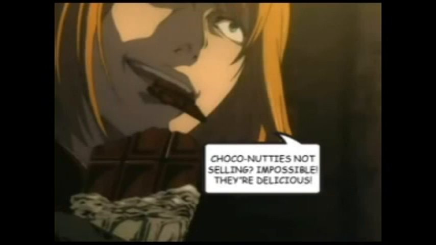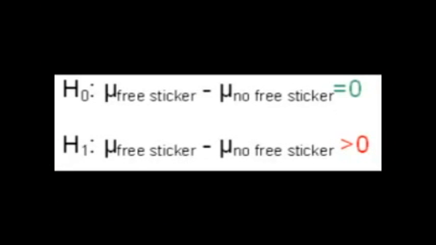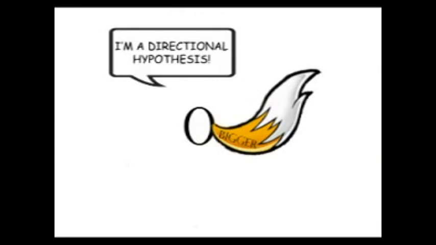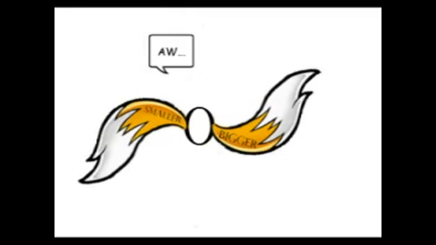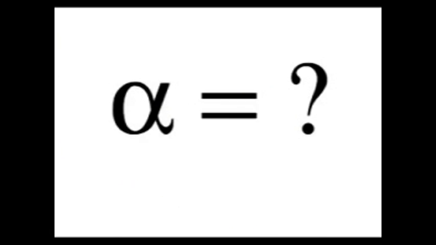If Helen was sure that the sales would not go down and was only interested in whether they went up or not, the hypotheses would look like this. This is called a one-tailed test or a directional hypothesis. We'll stick to the two-tailed test for now. The second step is to decide on the level of significance. We choose alpha equals 0.05.